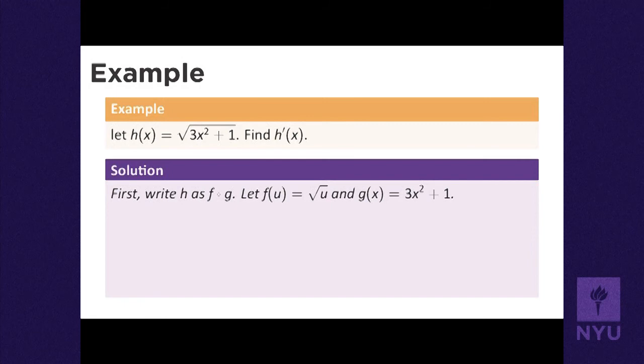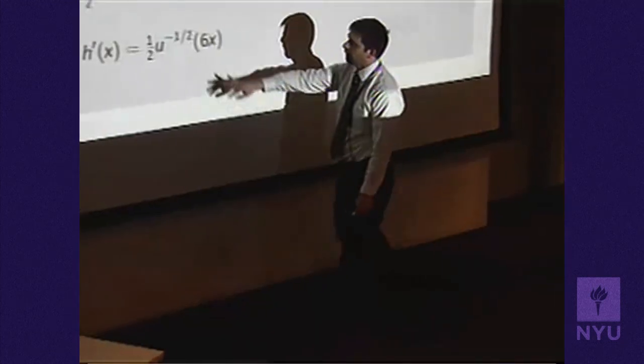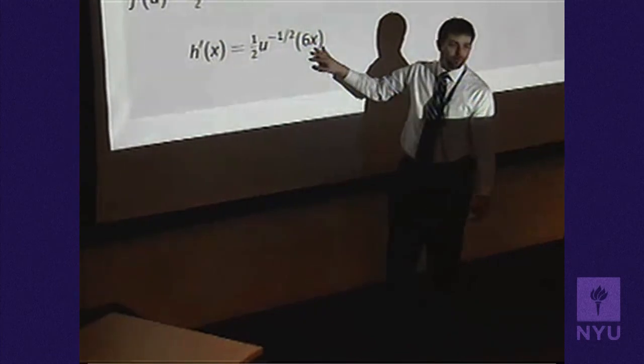Okay, so f of u is the square root of u. g of x is 3x squared plus 1. And the function that I'm trying to find the derivative of is the composition of f with g. So let me take those two functions' derivatives and multiply them together. f prime of u, where f of u is the square root of u, which we could write as u to the 1/2. Its derivative is 1/2 u to the minus 1/2. g prime of x is 6x. And so the product is f prime of u times g prime of x.